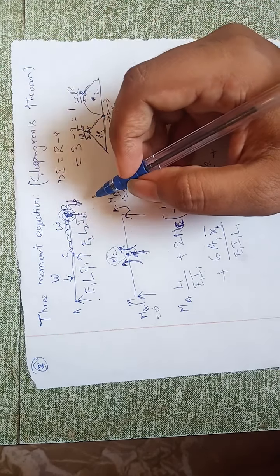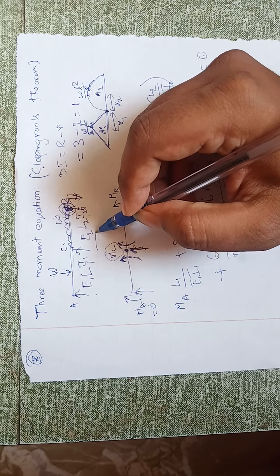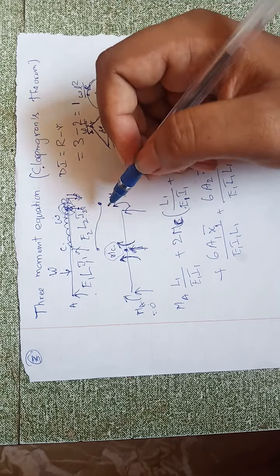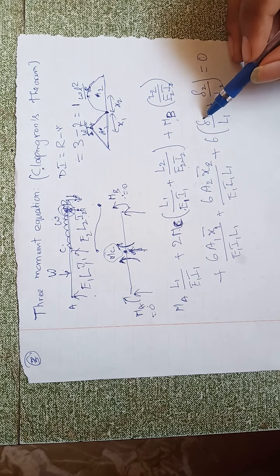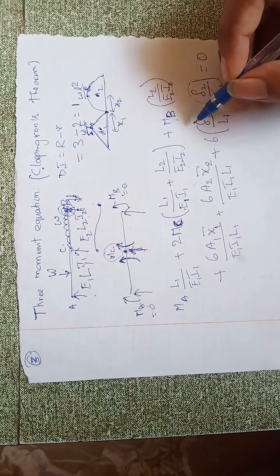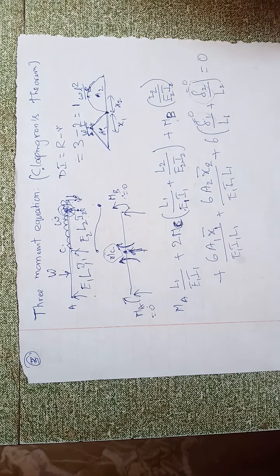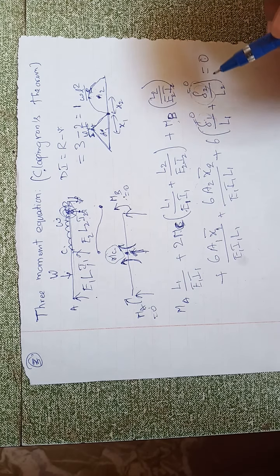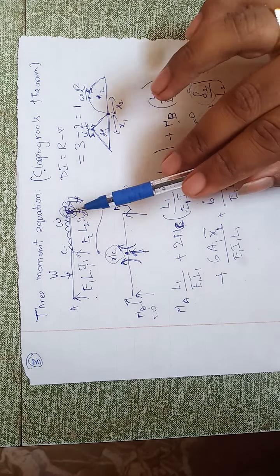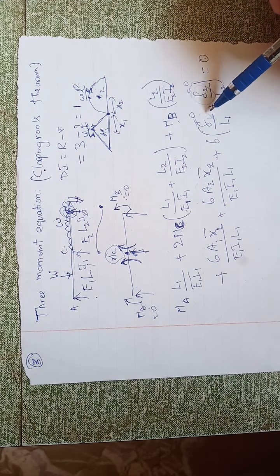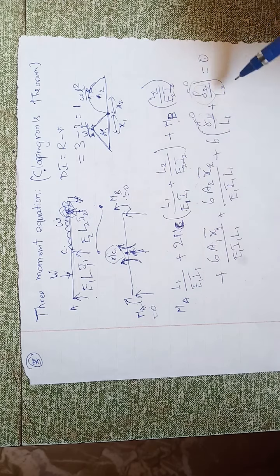In that case you can see that it will turn like this, and initially there will be a stress developed here. That moment is called delta 1 by L1. Delta 1 is the sinking, it will be given in the question. Delta 2 will be given in the question. If not given, this is equal to 0 and this is equal to 0. Only when the sinking is given is it considered, otherwise it is considered as 0. If it is in the downward direction, it is considered minus, and in the upward direction it is considered plus. So this is the three moment equation.